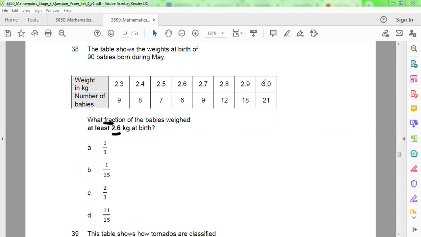Well, first of all, it's like a probability question, basically. So what we need to do is find out how many babies in total. So if you add all these numbers, I think you're going to get 90. Let me double check. You do get 90. All right, so everything is out of 90.